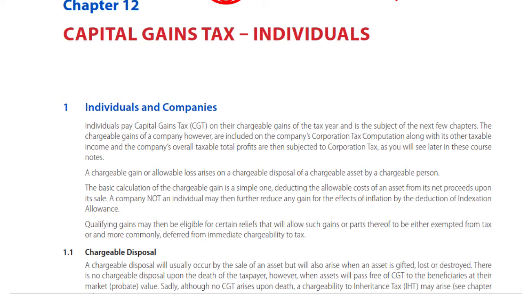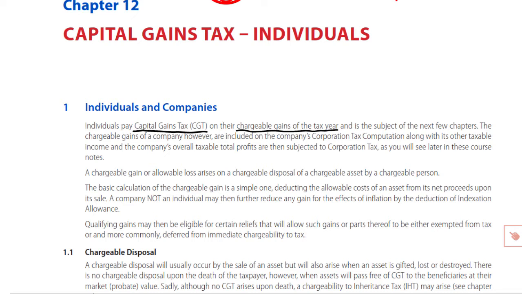Slightly more interesting, dare I say, so far as companies are concerned, because as we'll see here in our first note, individuals, you or I, pay capital gains tax, or CGT, as we'll know it from now on. And we pay that on our chargeable gains, to be precise, on our net gains of the tax year. Just because we own, as we'll see, a chargeable asset, does not mean to say that at the point of disposal I'll actually be able to sell it for more than cost. I may indeed incur a loss. So individuals pay CGT on their chargeable gains, their net gains of the year. And that's what we'll be dealing with over the next 3 chapters here.